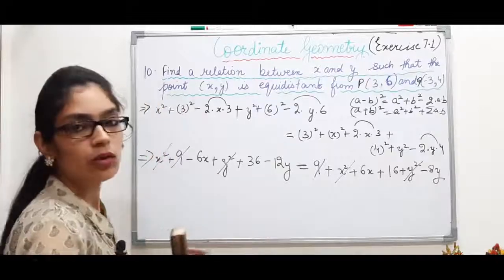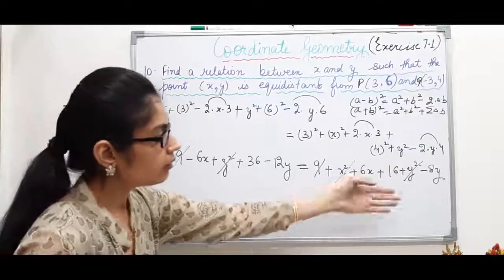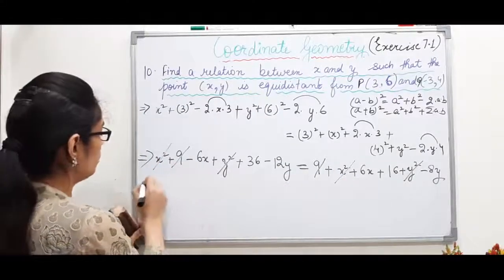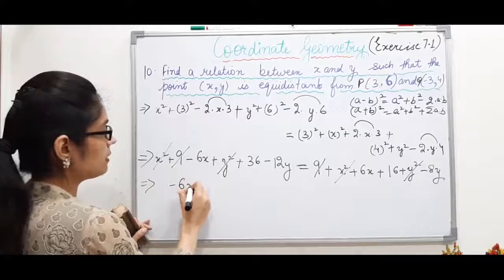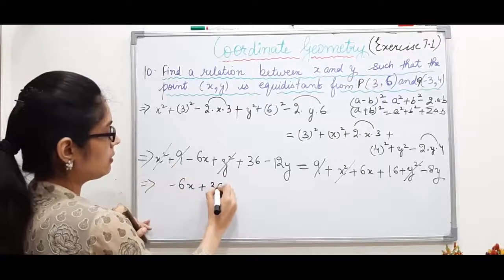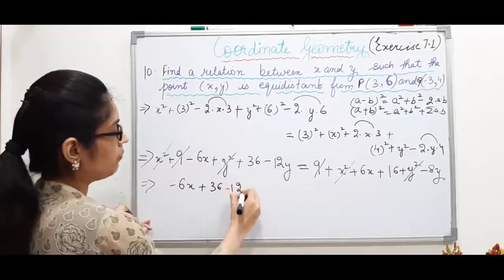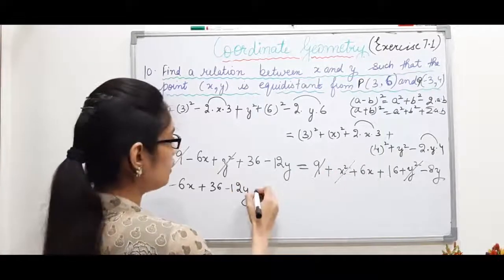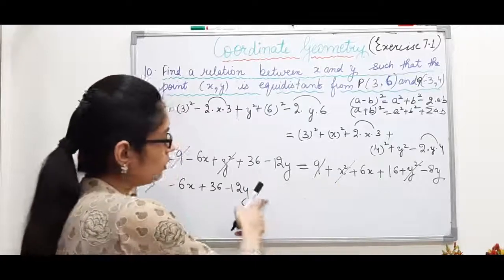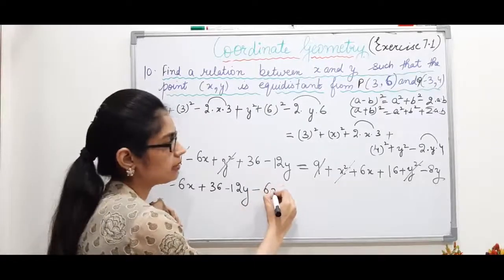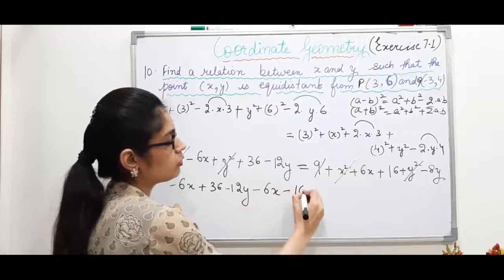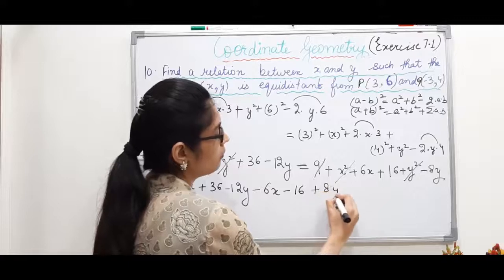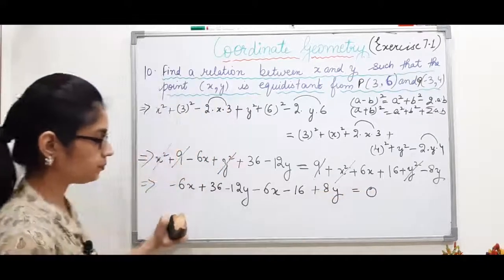Now we can shift all the terms to one side. Minus 6x plus 36 minus 12y. So all the remaining terms from that side also we can shift to this side. Plus 6x, on changing the side it will be changed to minus 6x, plus 16 it will be changed to minus 16, minus 8y it will be changed to plus 8y is equals to 0.